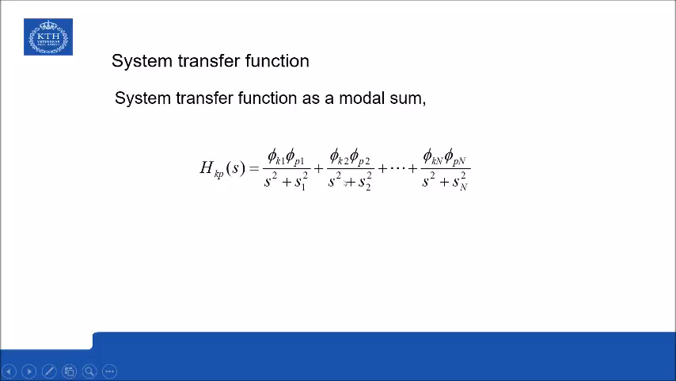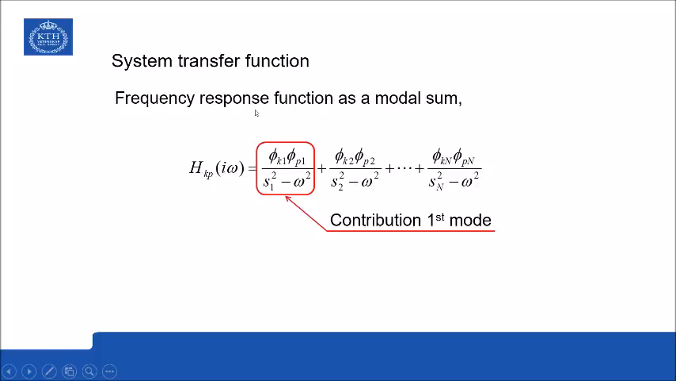More explicitly, we can write for a finite degree of freedom system, say with capital N degrees of freedom, we can express the sum like this. And this is then, of course, the contribution from the first mode to the Kp matrix element of the system transfer function matrix. In a similar way, you can find the frequency response function, which also is a sum of modal contributions. By replacing the Laplace variable with i omega, where omega is the angular frequency, we find this expression for the frequency response function element Kp.